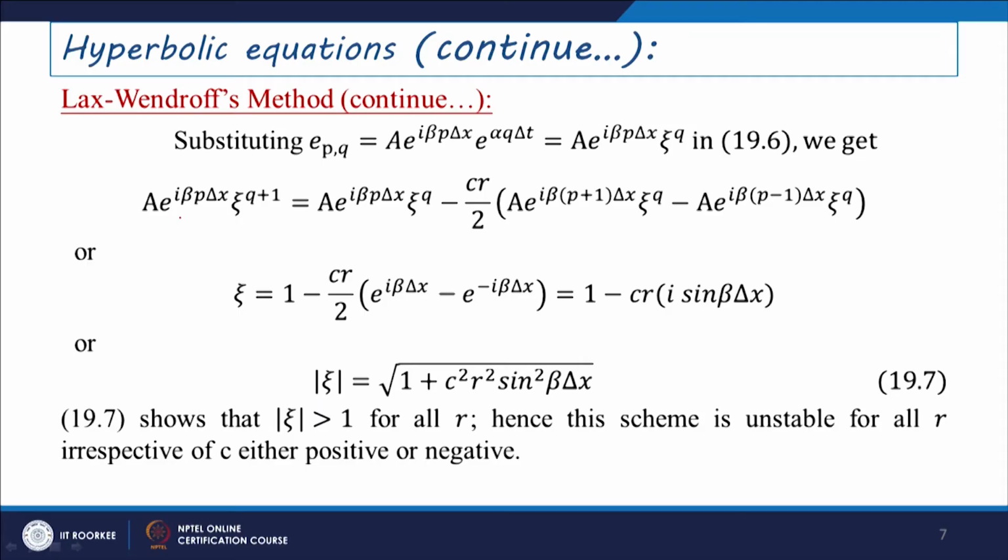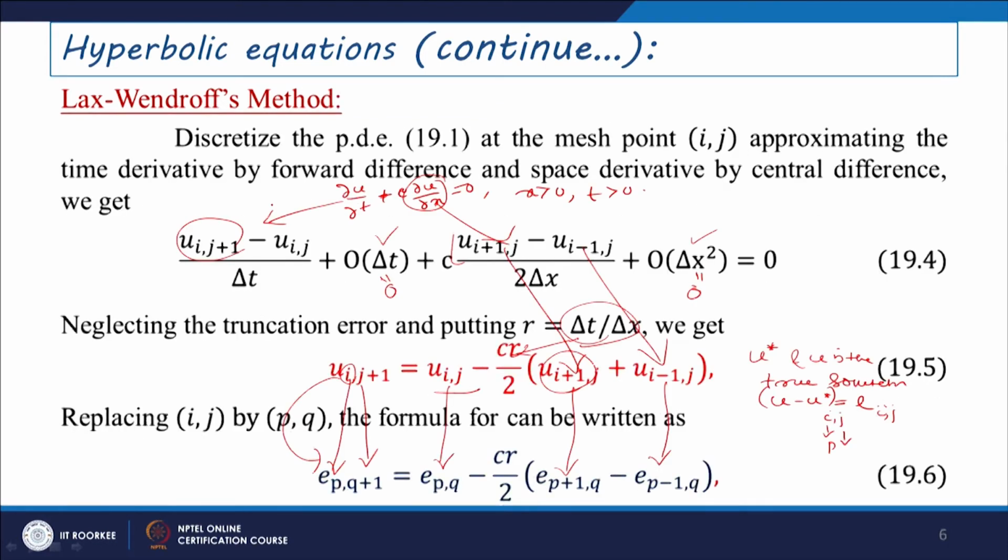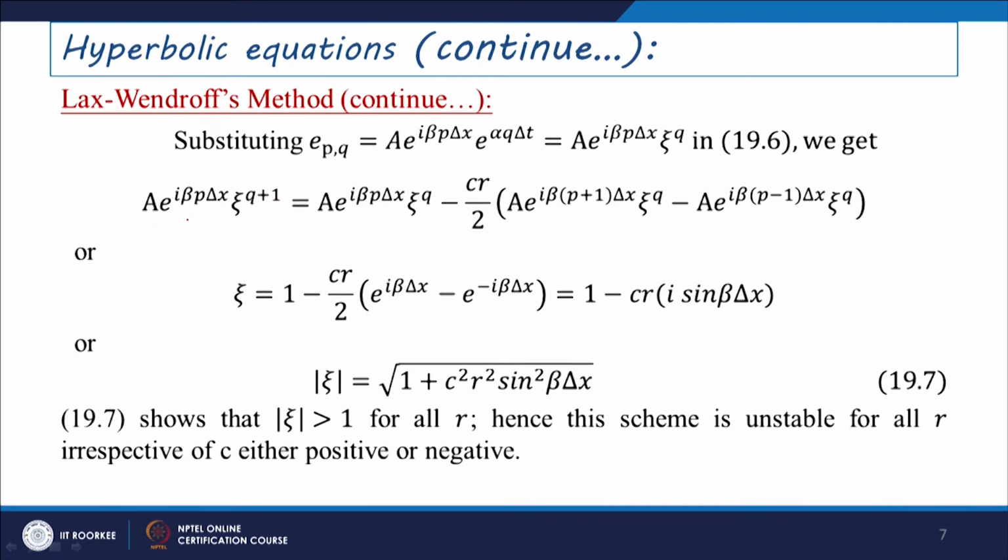So, if you substitute our earlier formulation, that is defined in an exponential form, E of p q equals a e to the power i beta p delta x into e to the power alpha q delta t. This equals e to the power i beta p delta x and zeta to the power q. Then we can obtain this equation as a e to the power, if you just see here, that is nothing but E p q plus 1 here. So that is why we are writing E p q plus 1 here.